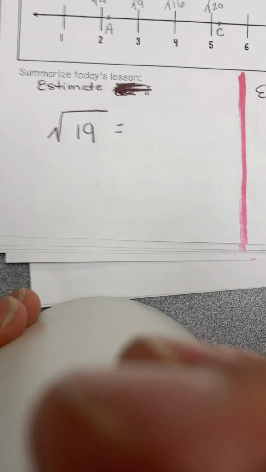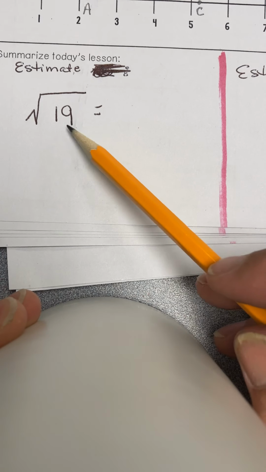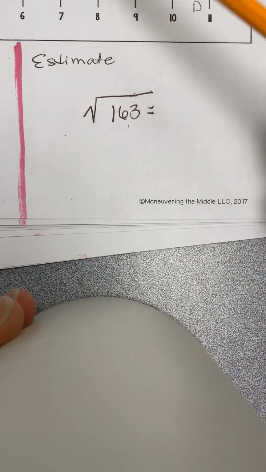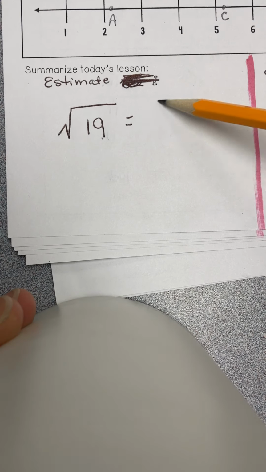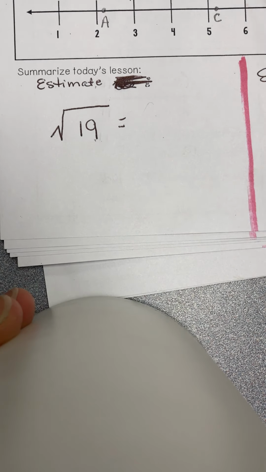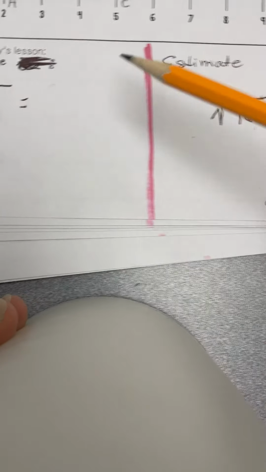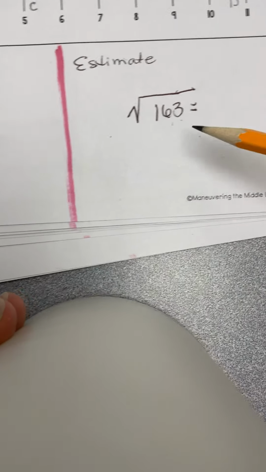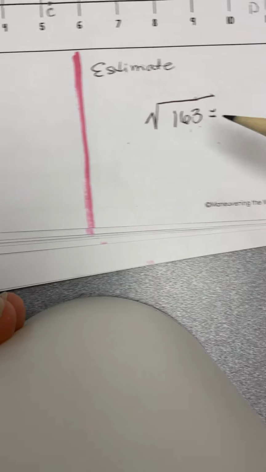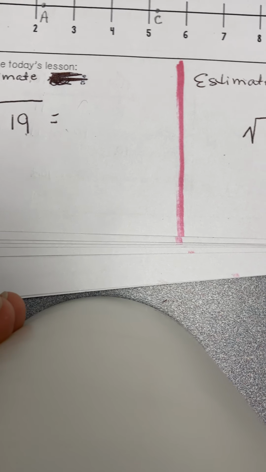Then at the bottom, I told you I was going to add these on at the bottom of the page. I want you to estimate the square root of 19, and I want you to estimate the square root of 163. I want you to show me all your work. Use the number line, use the process, rewatch the videos if you need to. If you need to get on the homework helpline, the office hours with teachers, do that. The square root of 19, the square root of 163, show me your work. Have that ready for class.